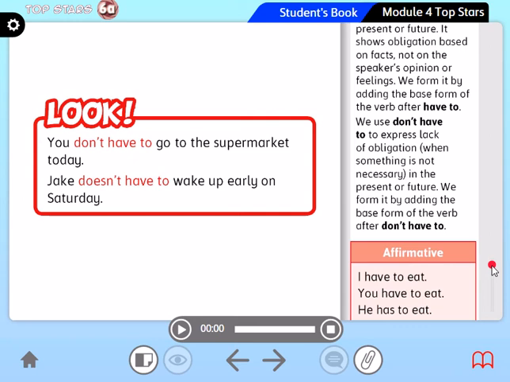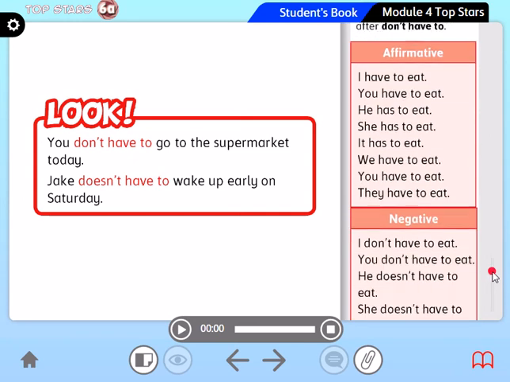Let's read. In the affirmative, we can say I have to eat. Here, it's obligation. It's necessary to do. I have to. You have to eat. He has to eat. She has to eat. It has to eat. We have to eat. You have to eat. They have to eat.